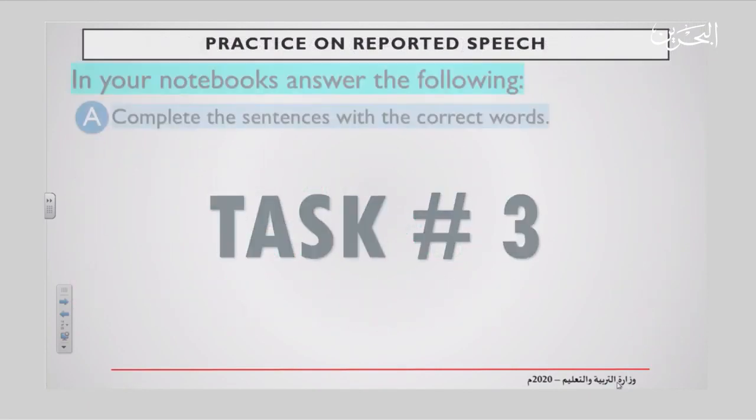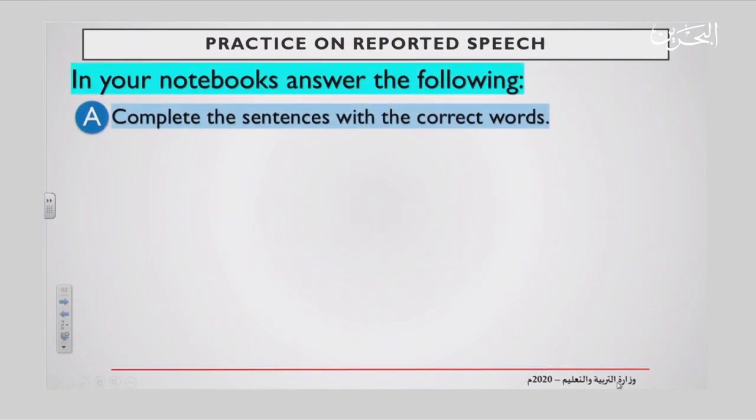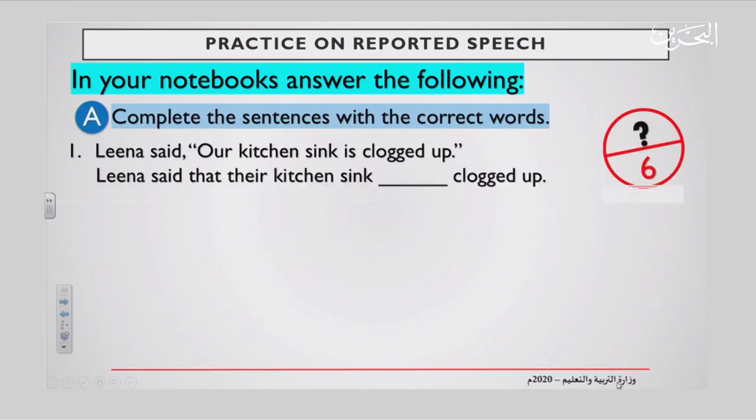Task number 3. In your notebooks, answer the following. A. Complete the sentences with the correct words. And you have a mark of 6. Number 1. Leena said, "Our kitchen sink is clogged up." Leena said that their kitchen sink gap clogged up. So what is the answer? The answer is "was." I backshifted "is" into "was."